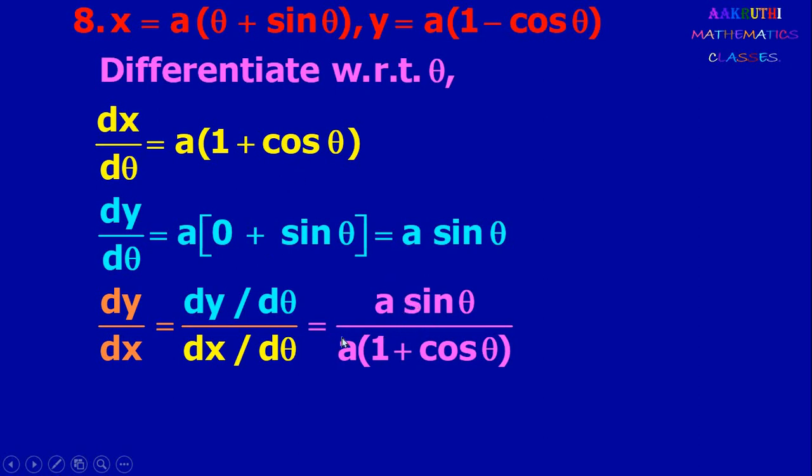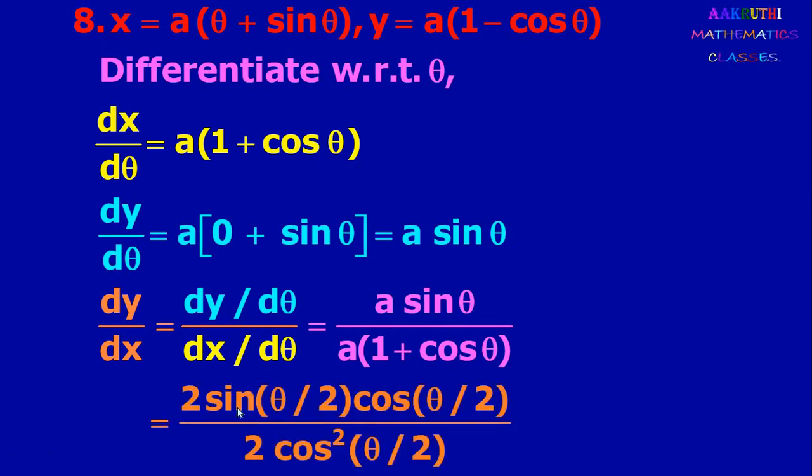Now again we can simplify this. A gets cancelled. We can write sin theta in half angle. Sin theta can be written as 2 sin theta by 2 into cos theta by 2, and we have the formula for 1 plus cos theta. 1 plus cos theta is 2 cos square theta by 2. Now here 2 cancels and 1 cos theta by 2 cancels. Remaining is sin theta by 2 divided by cos theta by 2. So the answer is tan theta by 2.